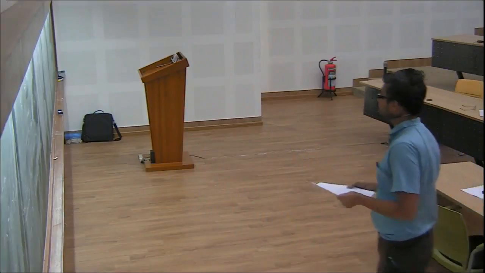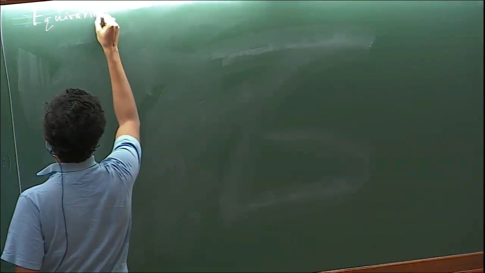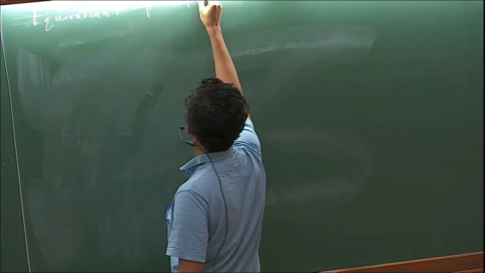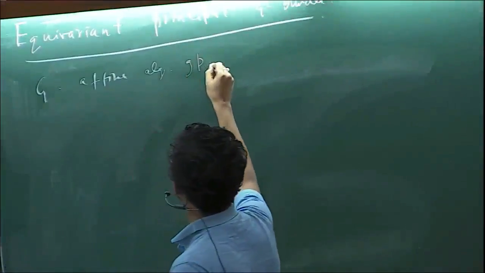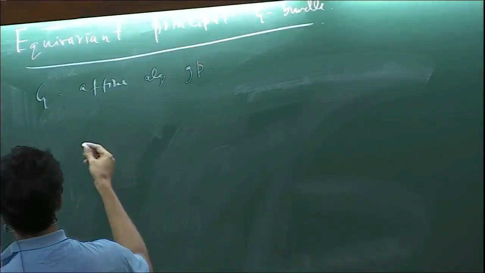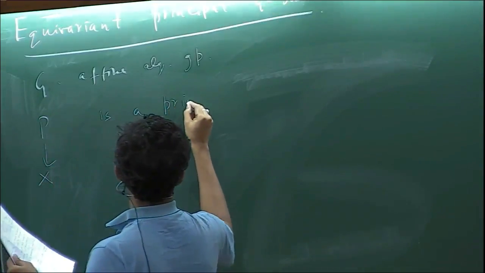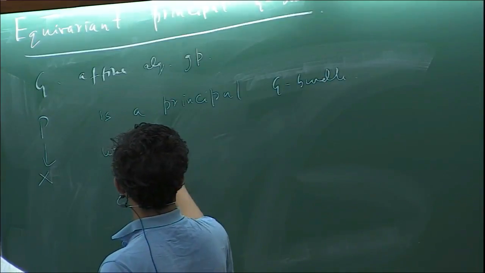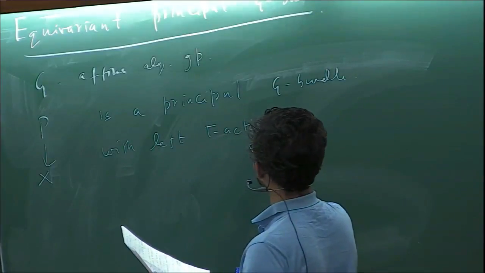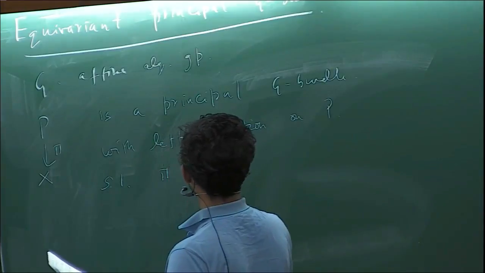Okay, now I will come back to principal bundles. So I assume G is an affine algebraic group, and P is a principal bundle with a left T action on P such that phi is T equivariant.